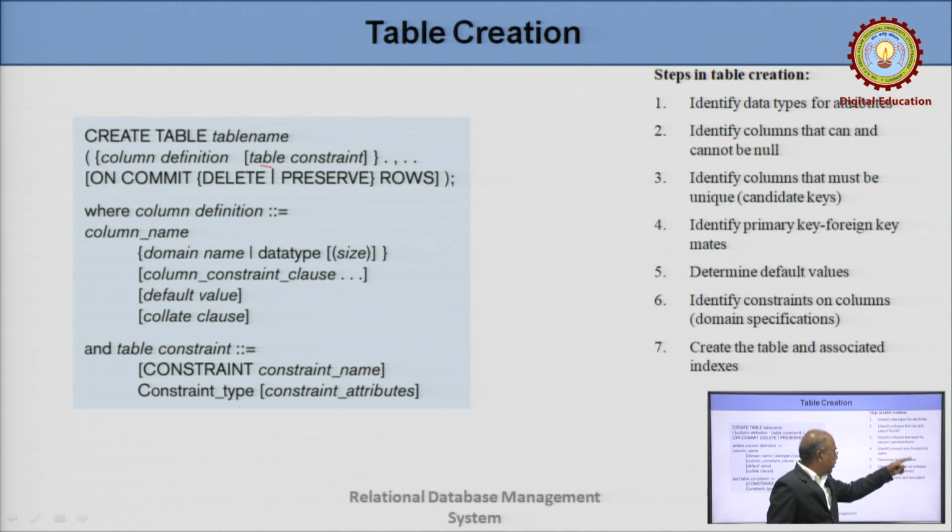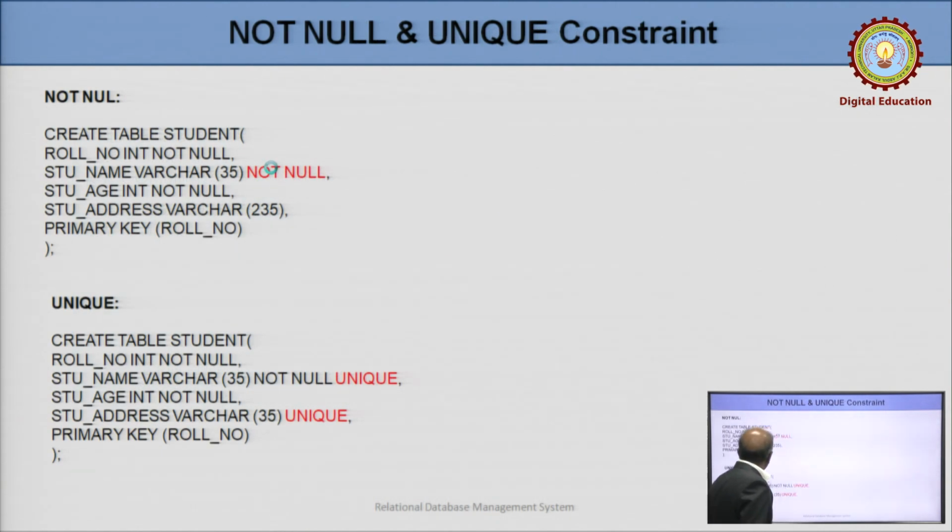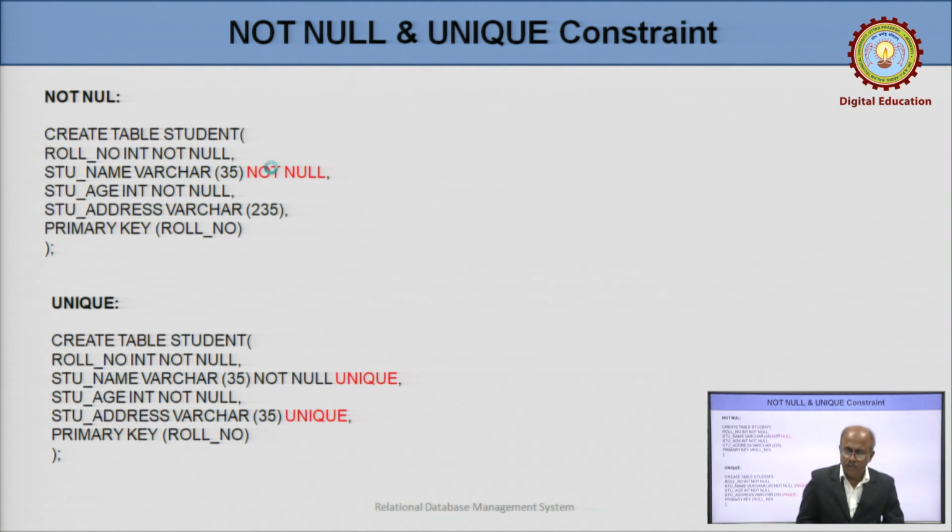Identify primary key, foreign key. If we want to establish some primary key, foreign key relation, we also should decide in advance. Determine default values. Identify constraints on column, and then create the table and associated index. We will see the example in the next slide. Here, in my last video also I discussed this one.